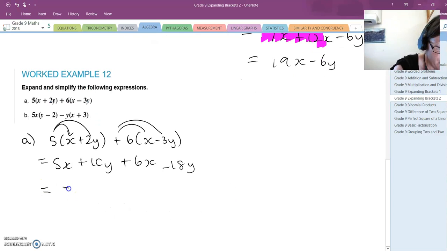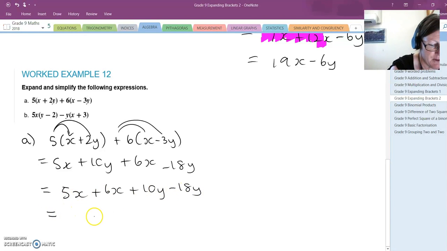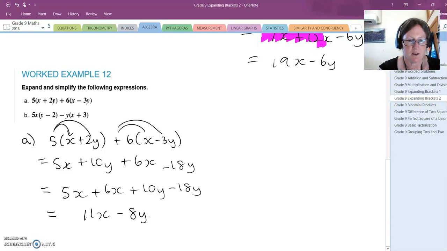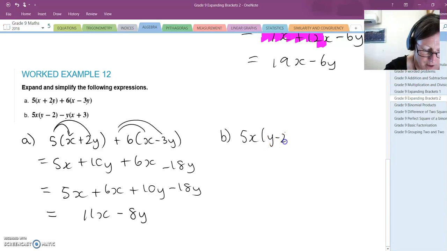Rewrite it with my like terms next to each other. So I'm putting my x terms next to each other, then I'm putting my y terms next to each other, and then I'm combining my like terms. So 5x plus 6x is 11x, and then I've got 10y, subtract 18y, then subtract 8y. So expand each lot of brackets separately, then combine my like terms. Very similar for part B. So I'll just write down part B.